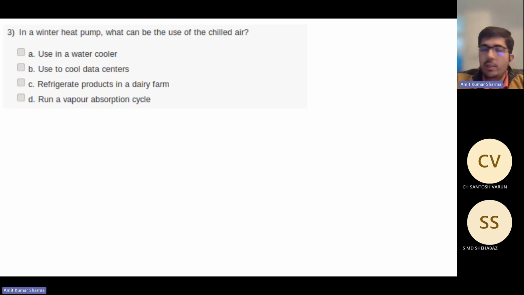So the question is: for a winter heat pump, what can be the use of the chilled air? Option A, used in a water cooler. Option B, used to cool data centers. Option C, refrigerate products in a dairy farm. Option D, run a vapor absorption cycle. So we have one answer, option C. Any other answer? Anyone?